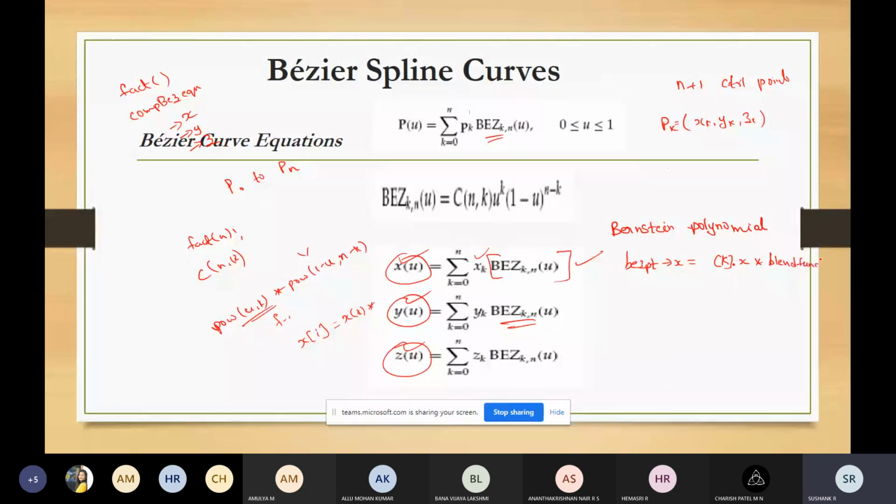So like that we had written b dot x is equal to k dot y into blend function. Similarly, Bezier point dot z is equal to k dot z into blend function. So like this we had used, and also we were calculating this Bezier curve. So you can check into those programs.